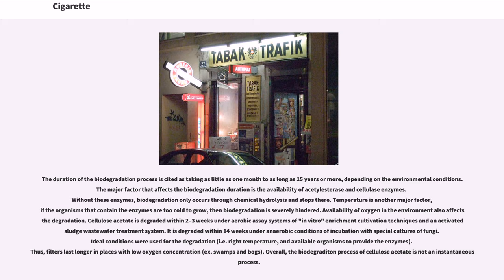Temperature is another major factor. If the organisms that contain the enzymes are too cold to grow, then biodegradation is severely hindered. Availability of oxygen in the environment also affects the degradation.